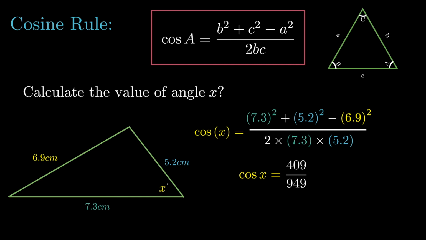And finally, as we're trying to calculate the angle, we must do shift cos of 409 over 949. So it's the inverse, and the answer from this you should get is x is equal to 64.5 degrees. And that's all the examples done for the cosine rule and to calculate the angle.